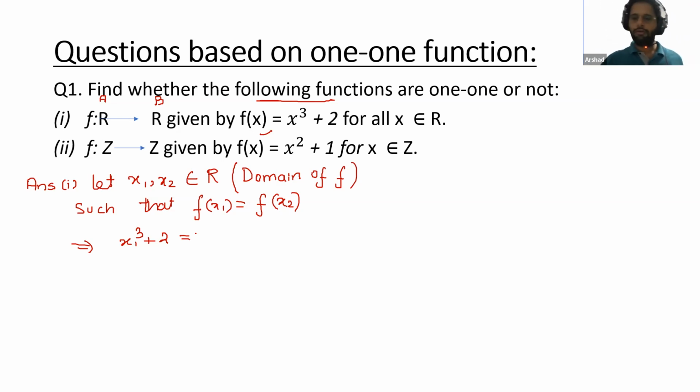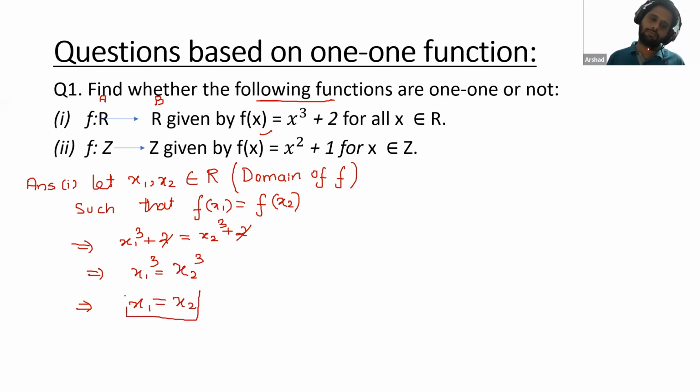Very good. Josefa, this is correct. So this is x2 cube plus 2. Now what will happen? This 2 we can cancel out. So what we will get, x1 cube is equal to x2 cube. And from this, if x1 cube is equal to x2 cube, then we can say that x1 is equal to x2.